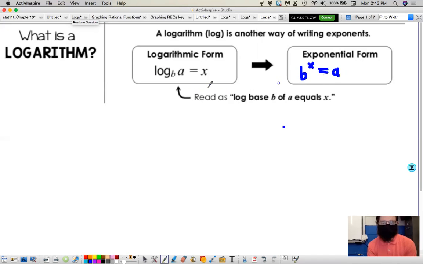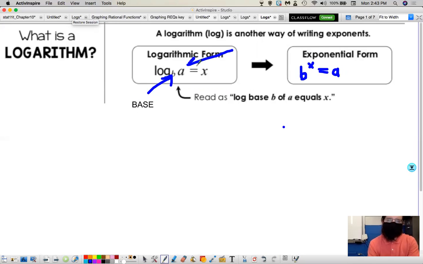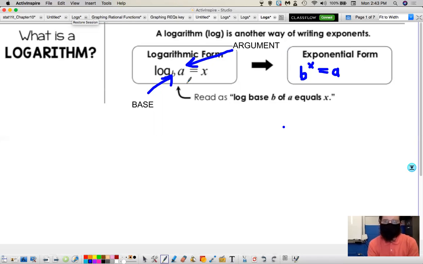Now let's talk about the parts of this logarithm. Right here, that's the base. Okay. Over here, this a right here, that's called your argument. Yeah, it's like that thing you lose all the time, argument. All right, so that's the parts of the logarithm. Makes you understand this formula. You're literally just going to rewrite these things.